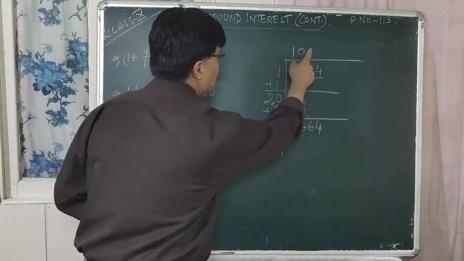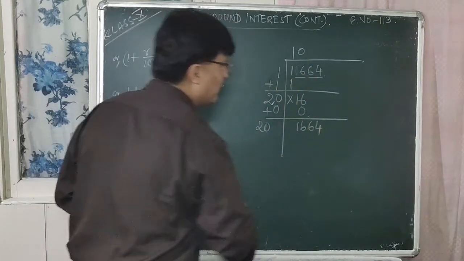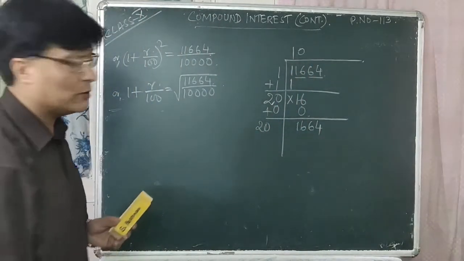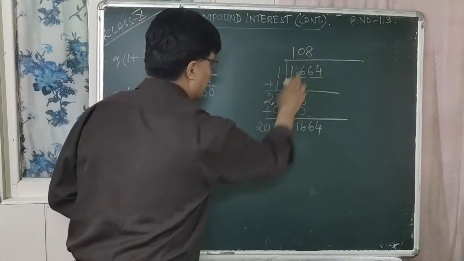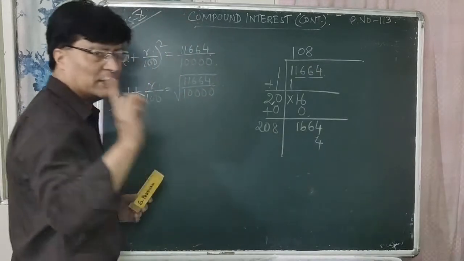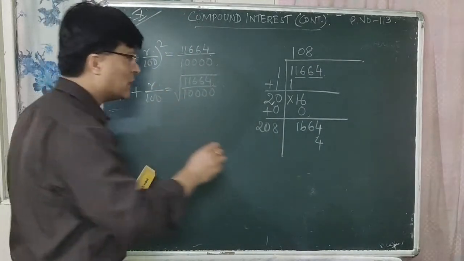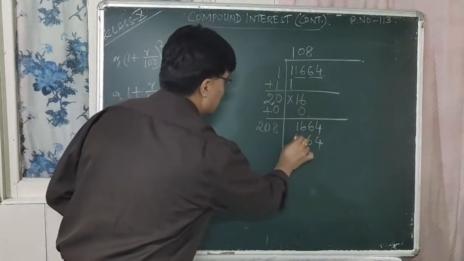Again, here the same number should come, so that we can have 1664, isn't it? That means 8. You should write 8 here. So 8 8 is 64. 4, that means 6. 8 0 is 0 plus 6 is 6. And 8 2 is 16.